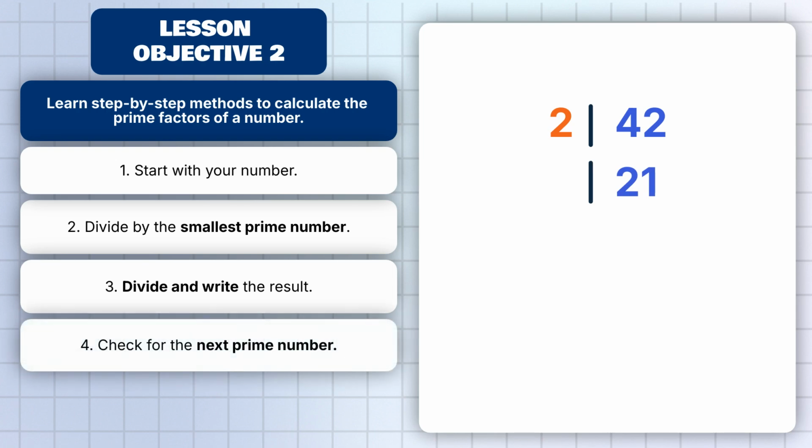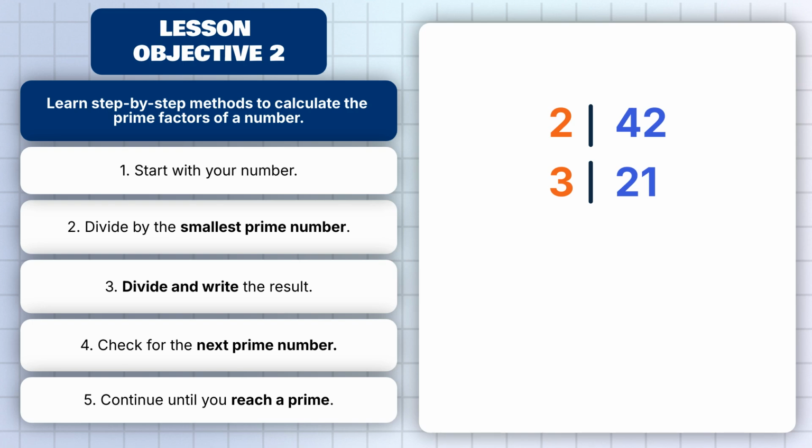4. Check for the next prime number. Now 21 is not even, so we check the next smallest prime number, which is 3. Determine if 3 is a factor of 21. It is, because 21 divided by 3 equals 7. 5. Continue until you reach a prime. Finally, we are left with 7, which is itself a prime number. We write it on the left-hand side and are done. So the prime factorization of 42 is 42 equals 2 times 3 times 7.